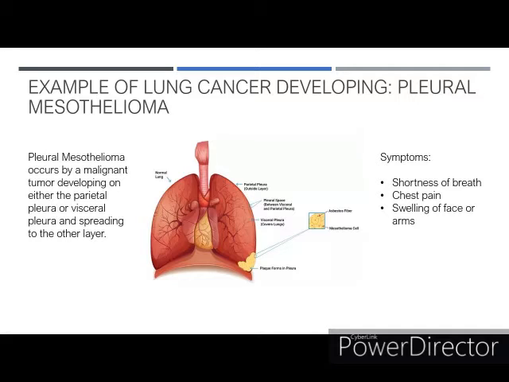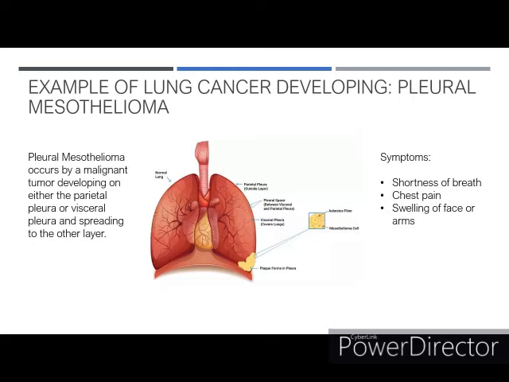This cancer occurs by inhalation of asbestos, which are mineral needle-like fibers that can travel to the pleura and cause inflammation and scarring. Inflammation damages the cell's DNA and eventually leads to cancer cells that have uncontrolled cell growth. The malignant tumor that forms on the pleura could develop either on the parietal pleura, the outer layer, or visceral pleura, the inner layer covering the lungs, that then spreads to the other layer.